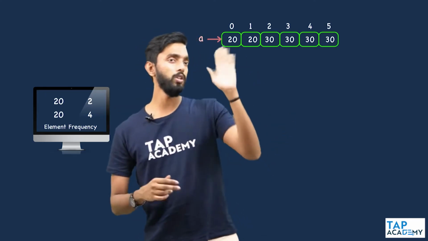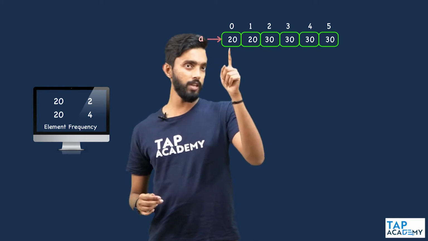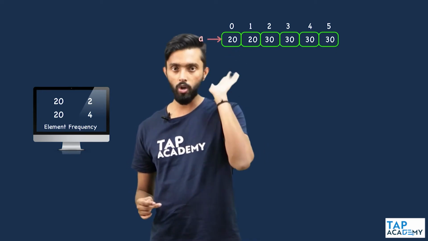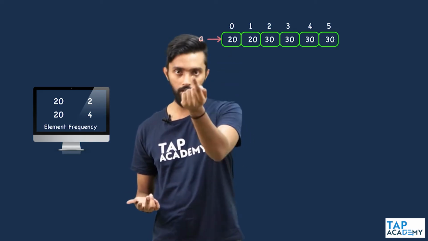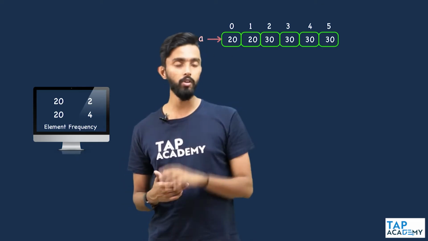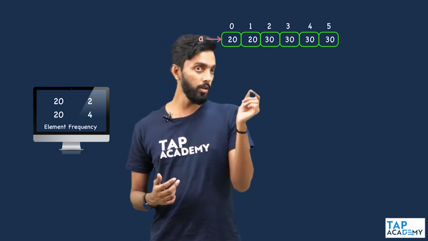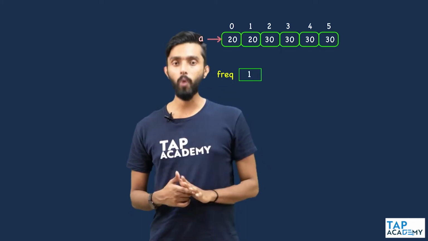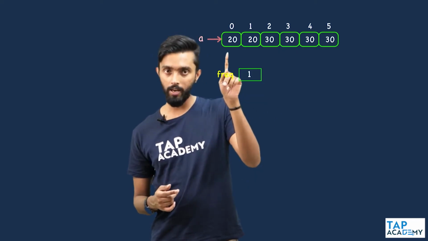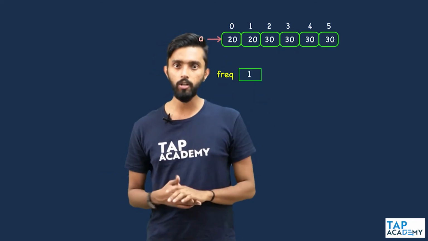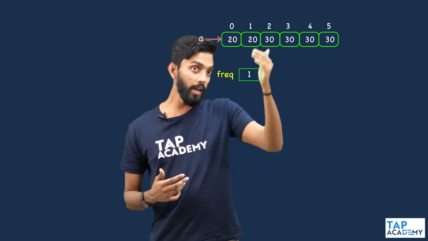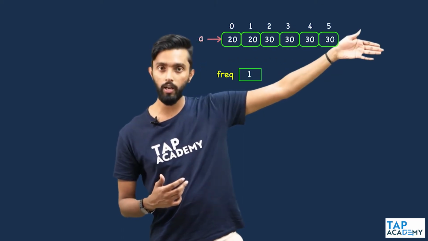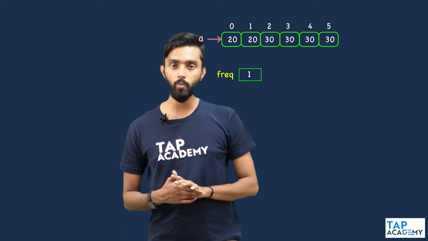Now, watch it, guys. Whichever is the first element, at least once it has occurred, that is why it is the first element, right? So, what I will do is, I will create a variable called frequency, and initially I will make it 1, telling that the first element has occurred once. Yes, it has occurred once. Now, it may have occurred multiple other times towards the right side of the array, but at least once it has occurred. So, I will make it 1.